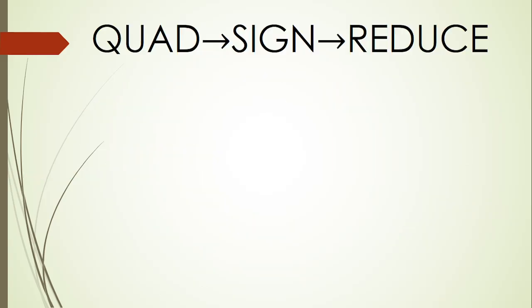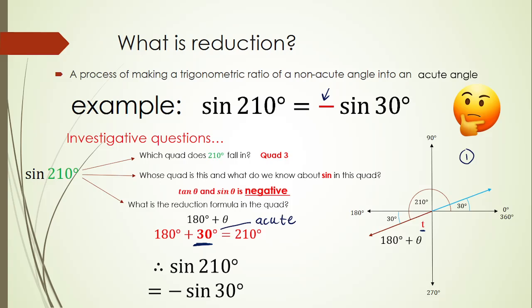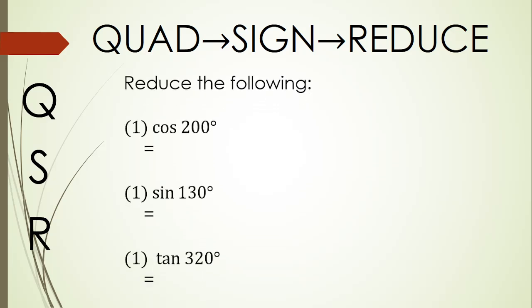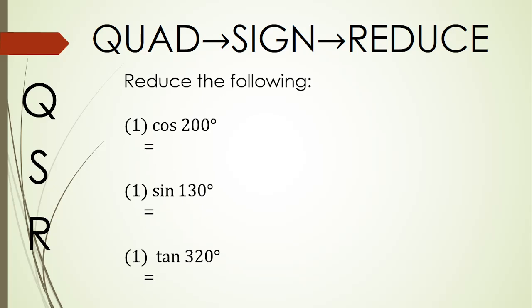Okay, so it was what? Which quadrant? Then it was, what do we know about sine? And then the last one was reduction. So quad, sine, reduce. QSR. You can use whatever you want, but that's what came to mind. Okay, let's reduce the following. You can pause it, do it yourself, see how it goes, but I'm going to start now.